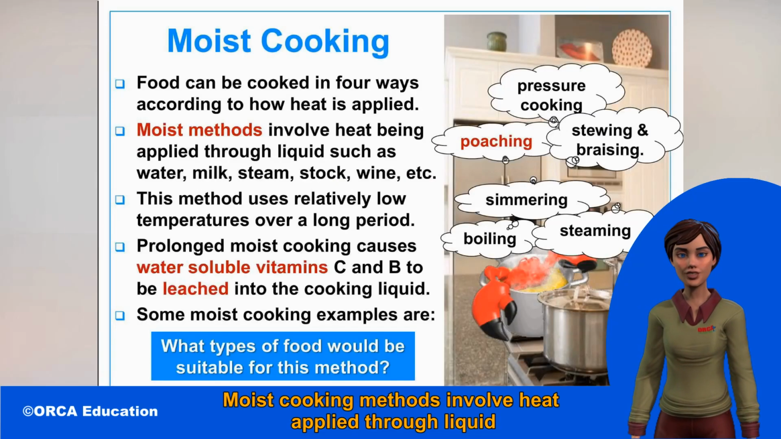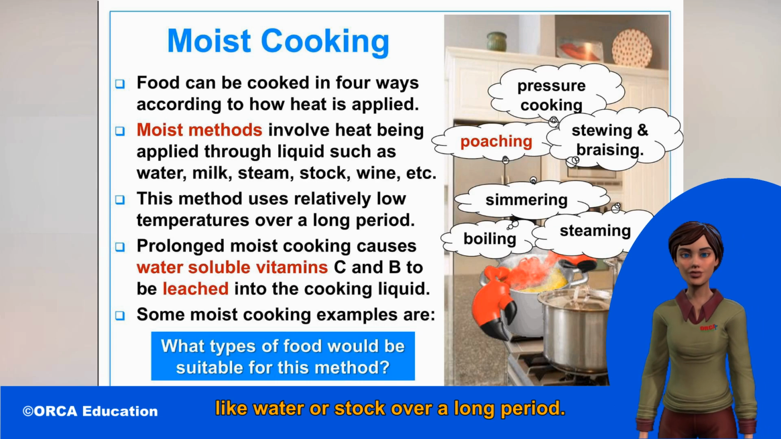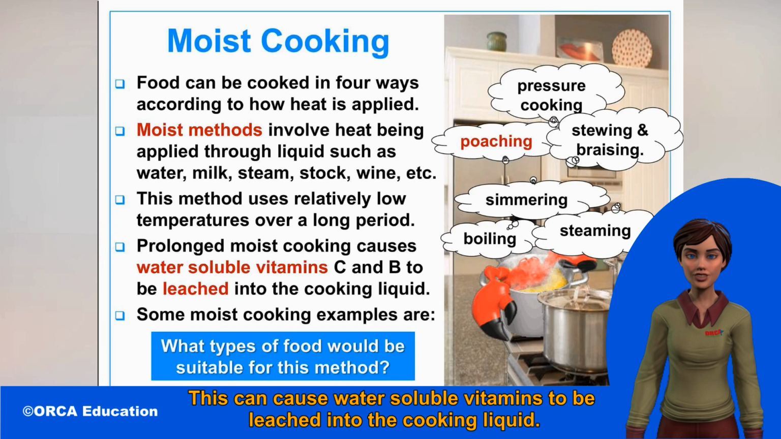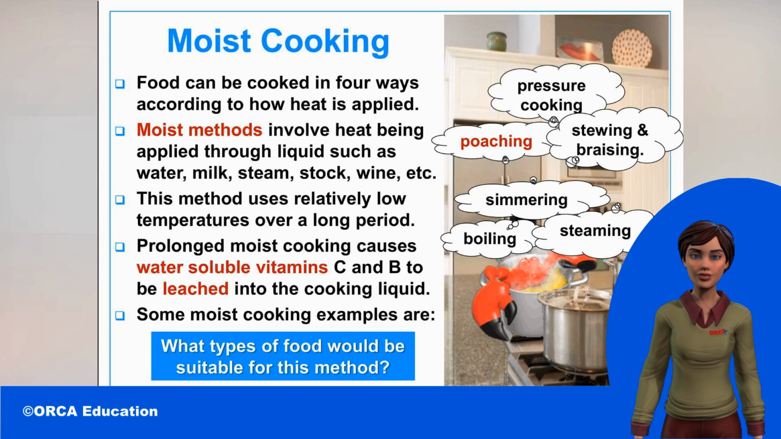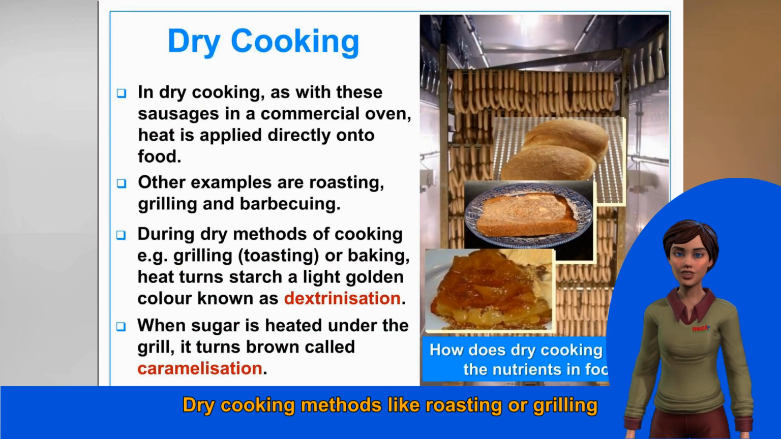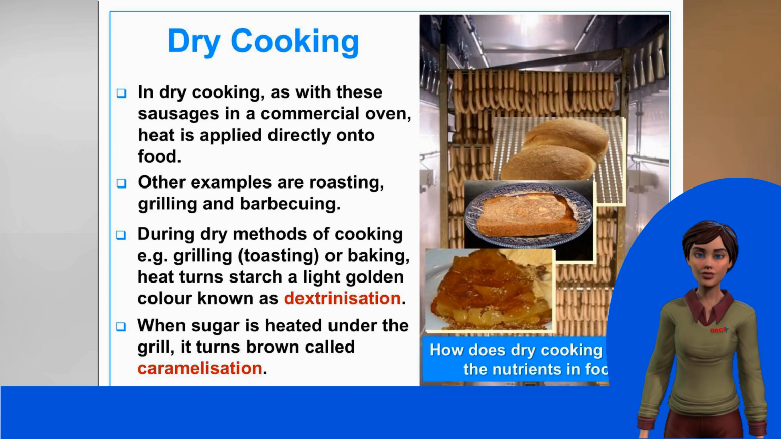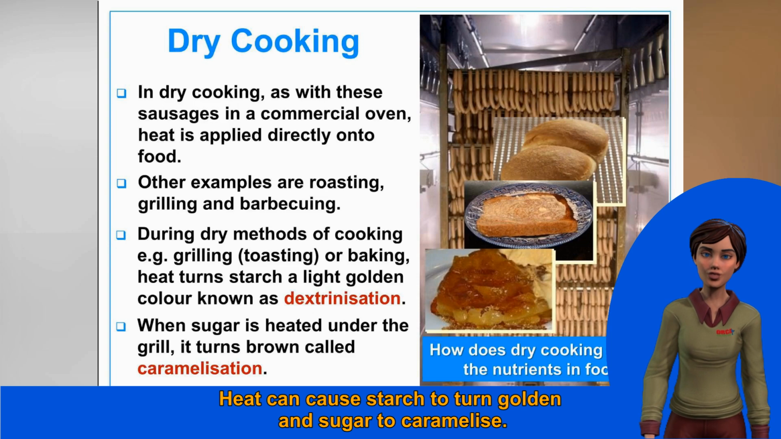Moist cooking methods involve heat applied through liquid, like water or stock, over a long period. This can cause water-soluble vitamins to be leached into the cooking liquid. Dry cooking methods, like roasting or grilling, apply heat directly onto food. Heat can cause starch to turn golden and sugar to caramelize.